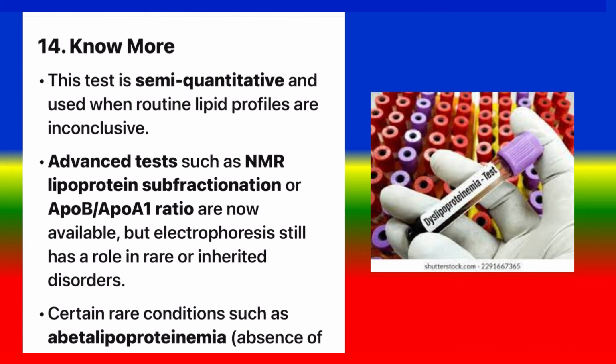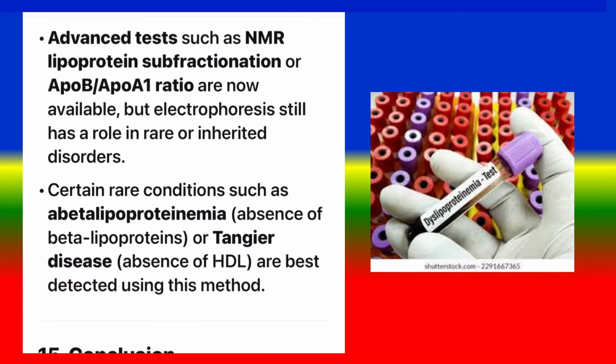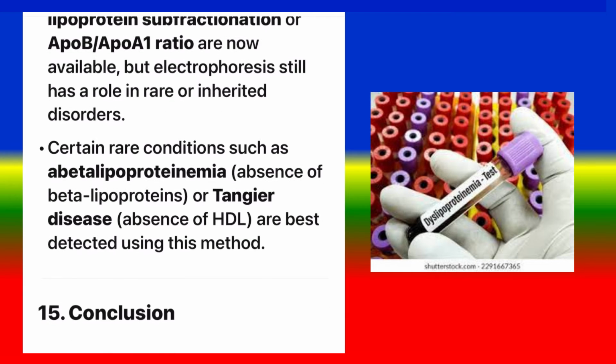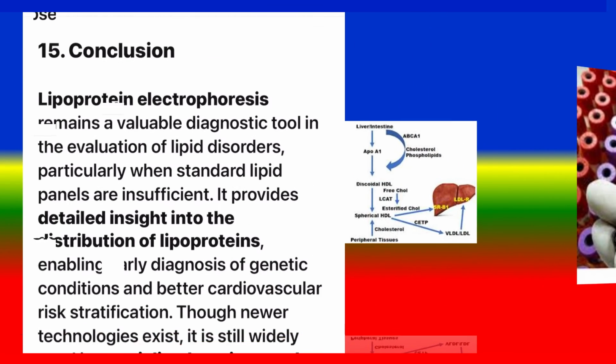14. Notes. This test is semi-quantitative and used when routine lipid profiles are inconclusive. Advanced tests such as NMR lipoprotein subfractionation or ApoB-ApoA1 ratio are now available, but electrophoresis still has a role in rare or inherited disorders. Certain rare conditions such as abetalipoproteinemia, absence of beta lipoproteins, or Tangier disease, absence of HDL, are best detected using this method.